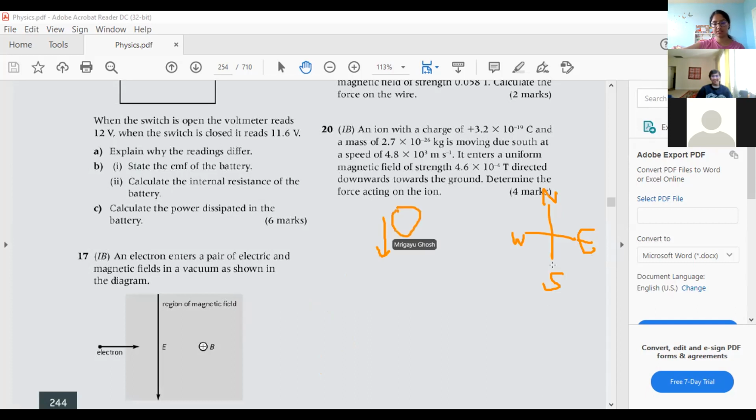Okay, so that's B. The force would be to the east. So V cross B, what would it be? Sorry, I did this wrong. V cross B into the page. So it would be due east then. Yeah. And it is a positive charge? Yeah, it's positive. Okay, due east, that's correct.